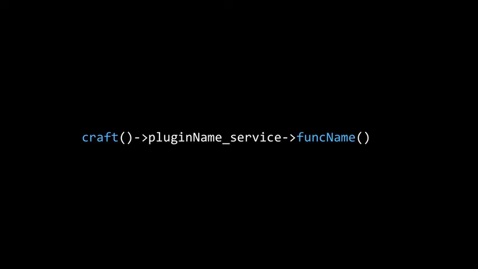What it looks like when you're actually calling a service function is craft, plugin name, underscore, service. Again, this is if you're using multiple services. You can just use plugin name if you're using the default, and then the function name on the end. A real world example with the default service: craft contact save contact. If we're using a list service: craft contact list save contact.